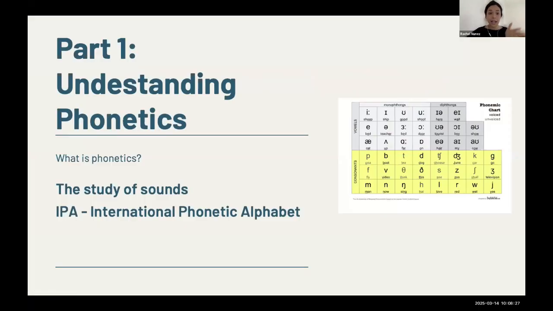Part one, I'm going to start with phonetics. So what is phonetics? The study of sounds. Here I've put the IPA, the International Phonetic Alphabet, so we can see the phonemic chart here. This is a chart of voiced sounds. A voiced sound, just to give you some background, is when you make the sound and you feel a vibration in your throat. So for example, E, I, U, all of these sounds require me to use my voice, okay? And then you have unvoiced sounds, which don't require you to use your throat when you're making the sound.